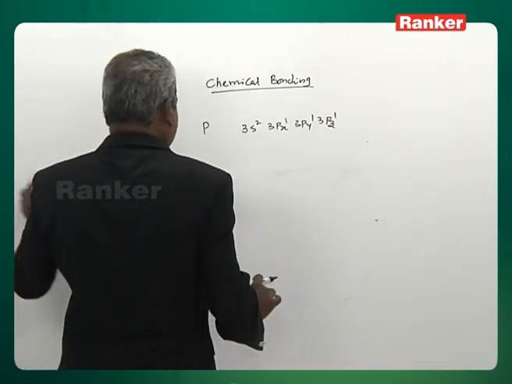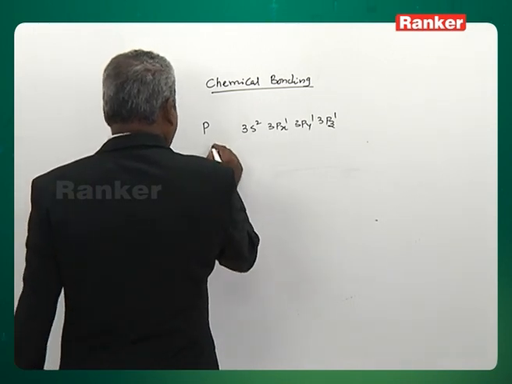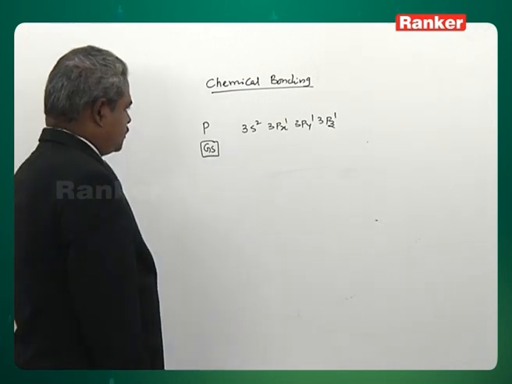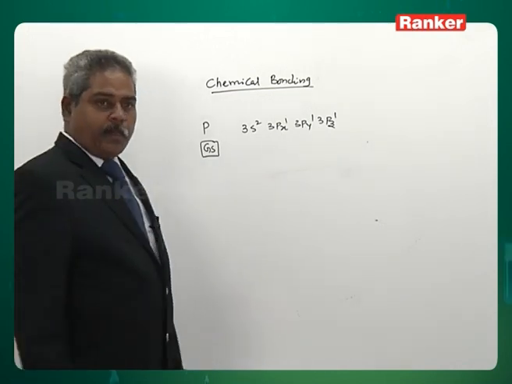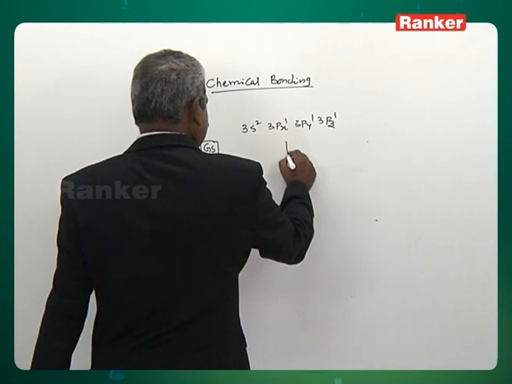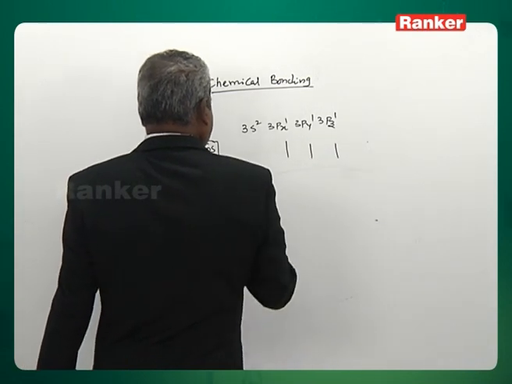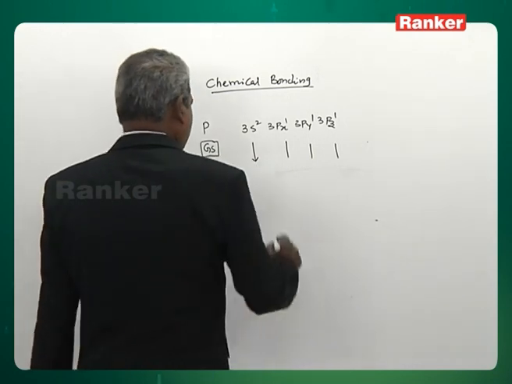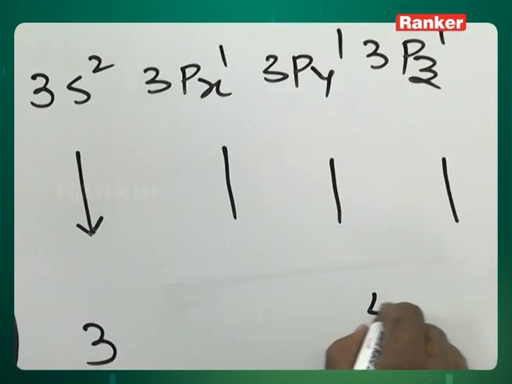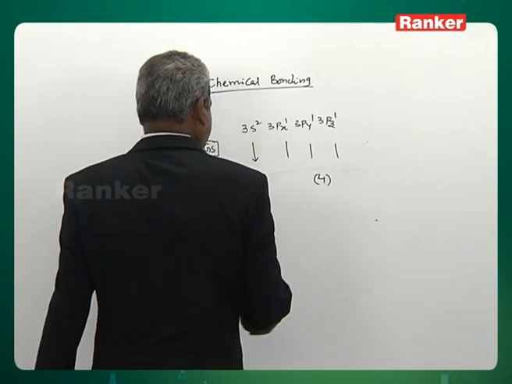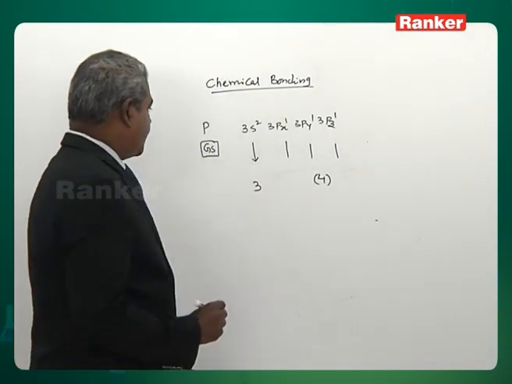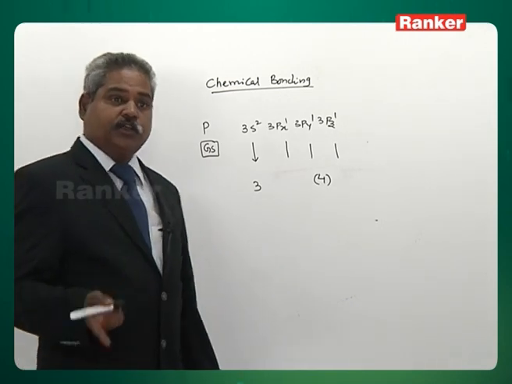But what about phosphorus, 3s2? This is the ground state electronic configuration. Now, what can phosphorus do in its ground state? You see 3 unpaired electrons, which form 3 bonds, and there is a pair which can be donated. So, 3 and 4. In the ground state, phosphorus can form 3 bonds as well as 4 bonds.